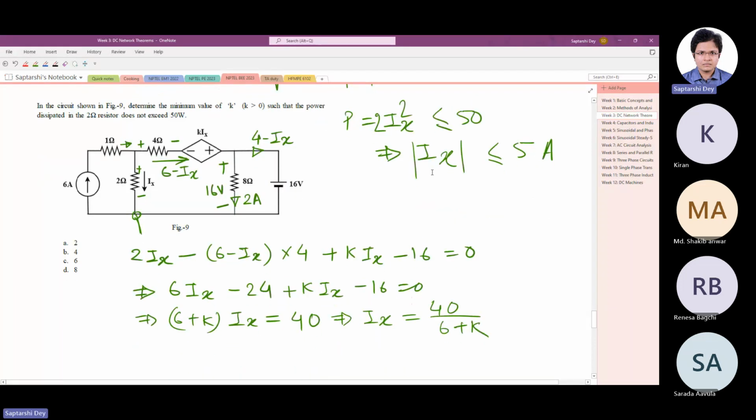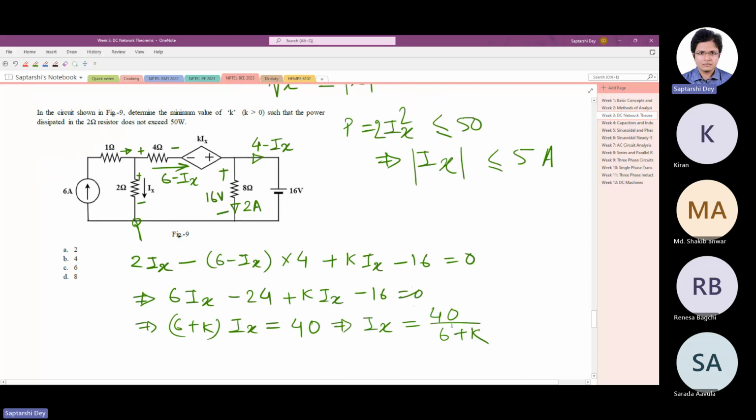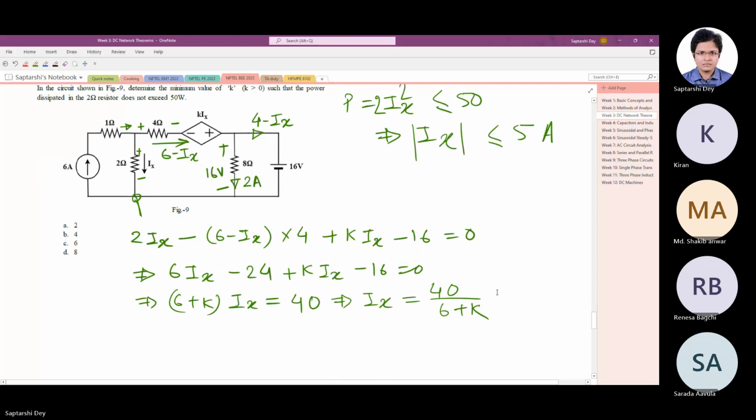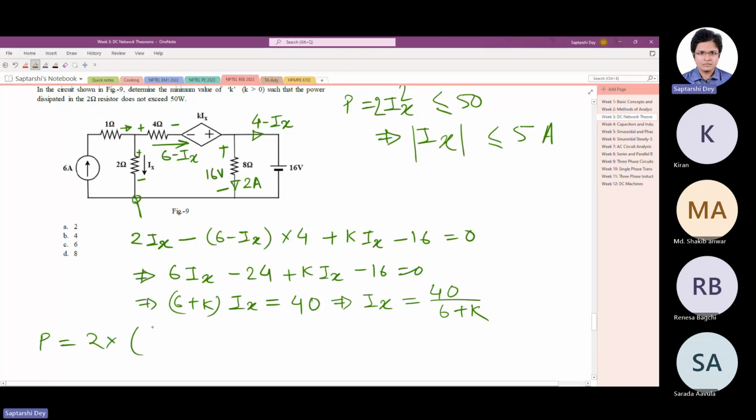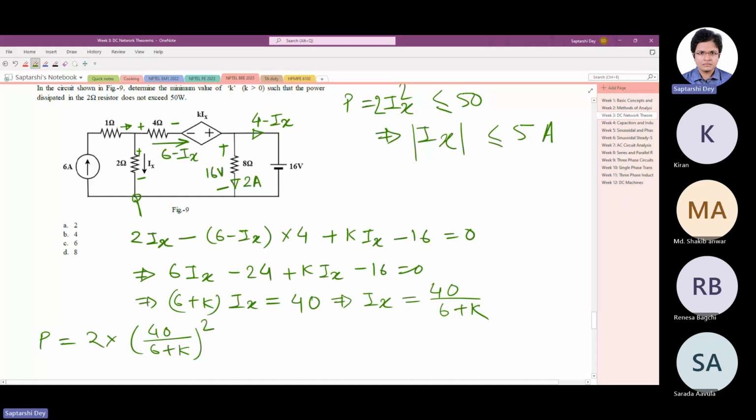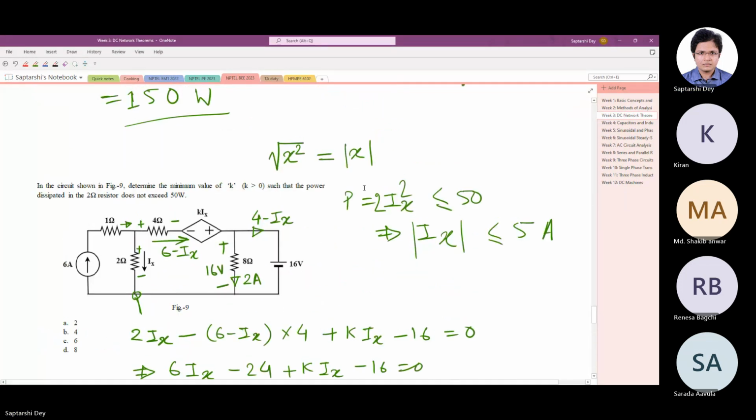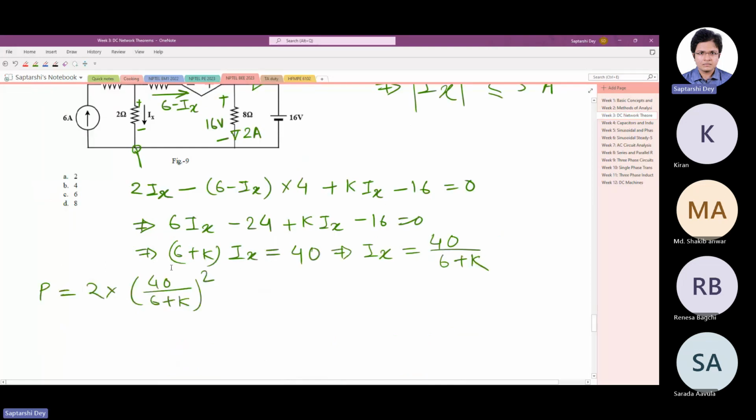I think what they want us to do is just make a square of this. So P is 2 times 40 by 6 plus, sorry, K squared, right? Minimum value of power is this. We have to minimize this, or in other words, we can maximize this.